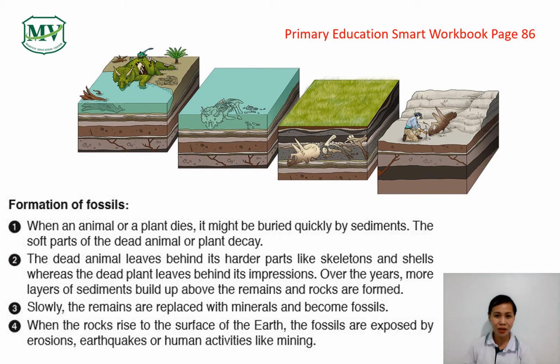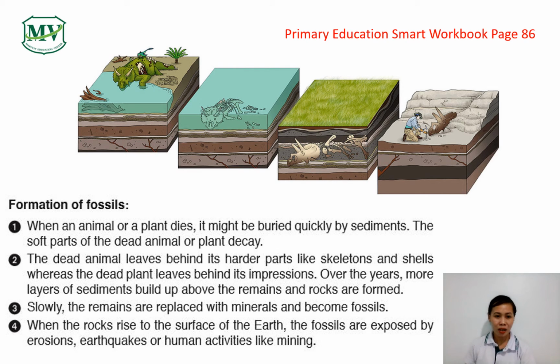So how do you think fossils are formed? Did they just magically appear? Well, not quite. So we have here formation of fossils. You can read with me. Formation of fossils. When an animal or a plant dies, it might be buried quickly by sediments. The soft parts of the dead animal or plant decay. The dead animal leaves behind its harder parts like skeletons and shells, whereas the dead plant leaves behind its impressions.